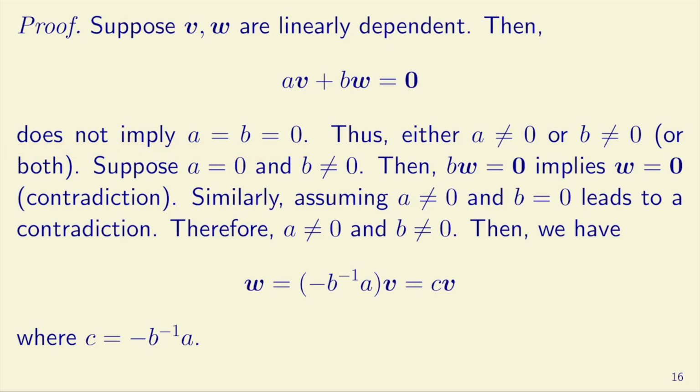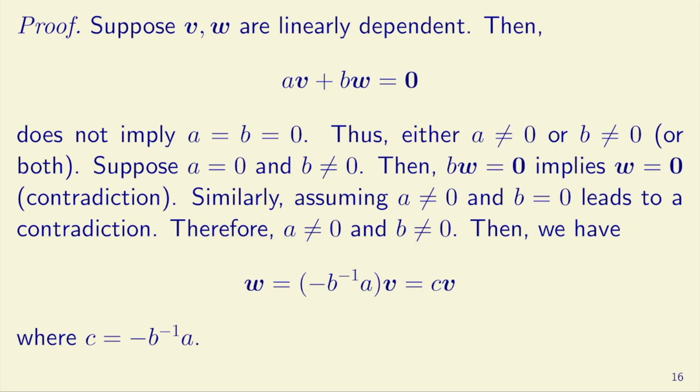If a is equal to 0 and b is not equal to 0, then bw is equal to 0 would imply w is equal to the 0 vector, which contradicts our initial assumption that w is a non-zero vector. Similarly, if a is non-zero and b is 0, then av is 0 would imply v is the 0 vector, which also contradicts our assumption that v is a non-zero vector. Therefore, both a and b must be non-zero.